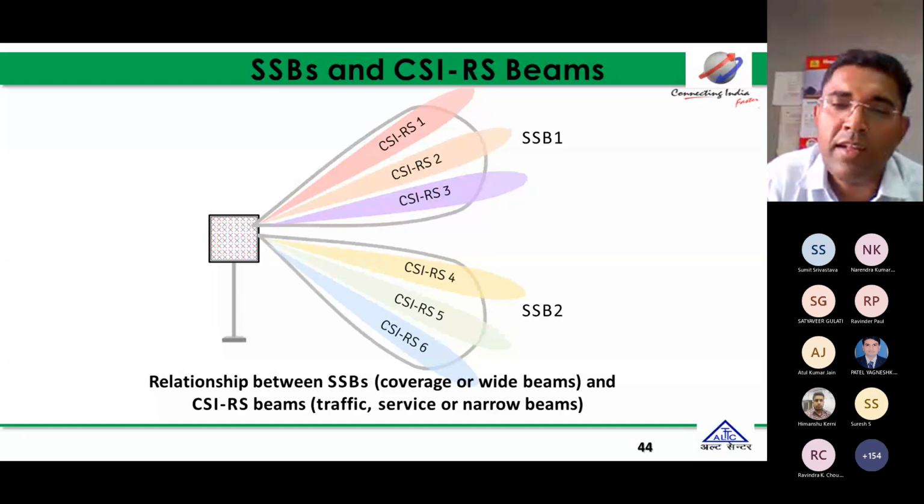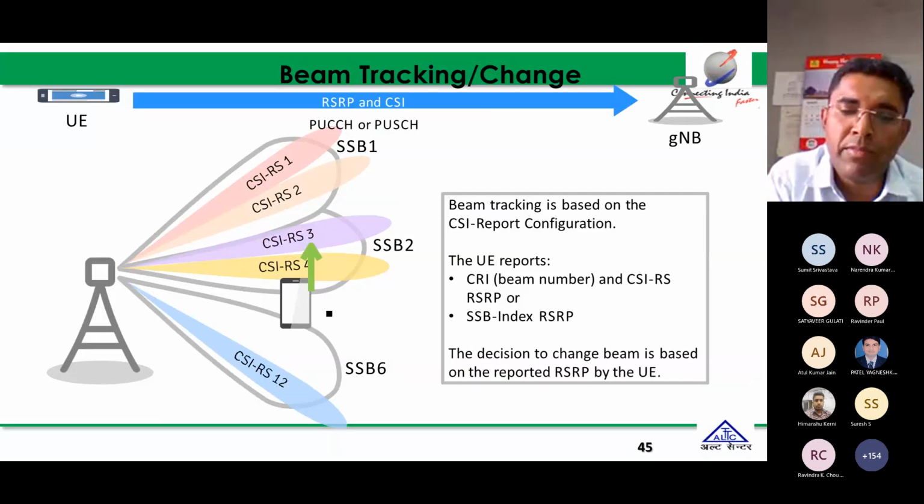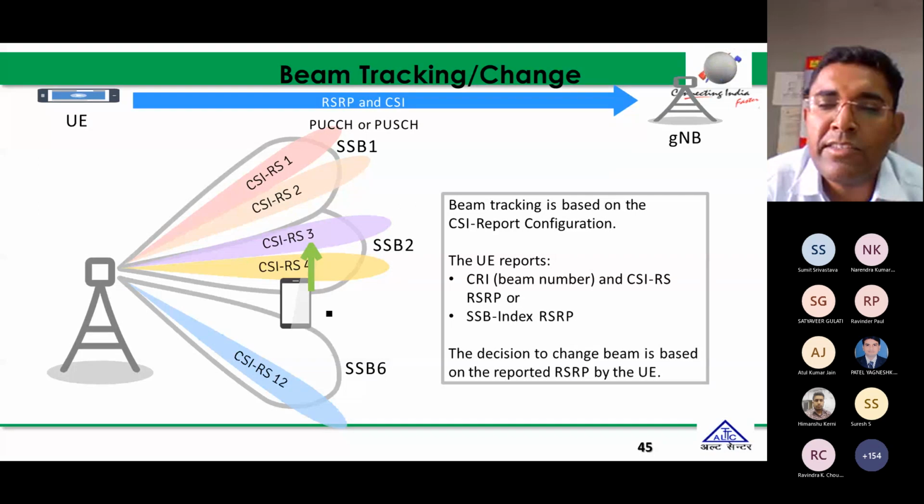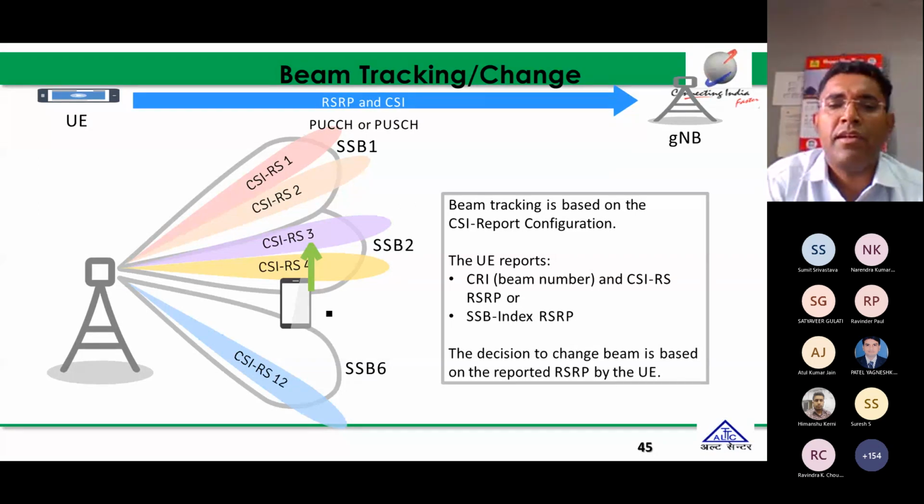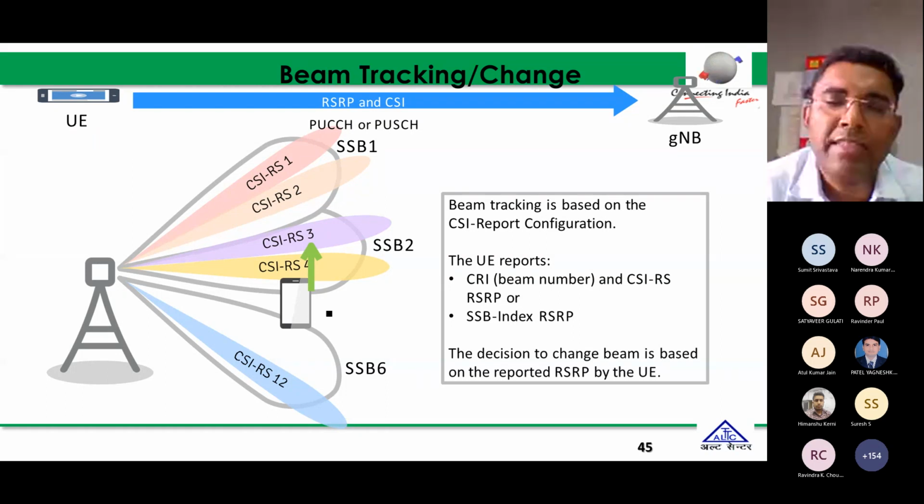So how are they tracking the beam, in the idle mode from SSB2 to SSB1? Beam tracking is based on the CSI report. We are discussing different reference signals. These are the different signals, or we can say pilot channels, that are used.